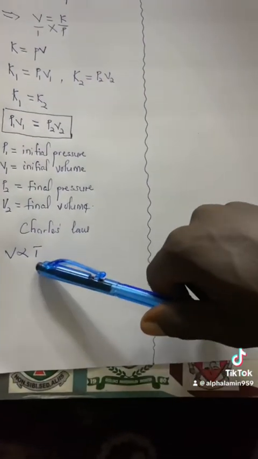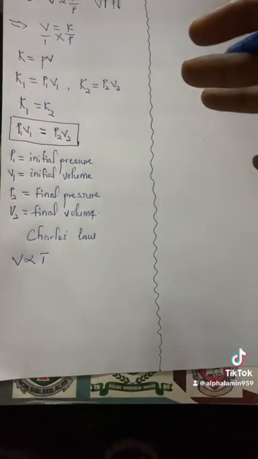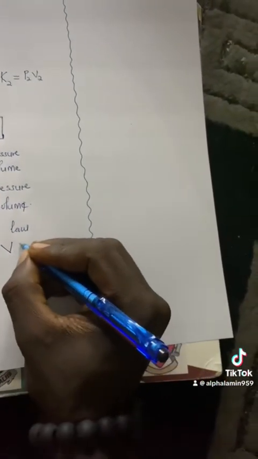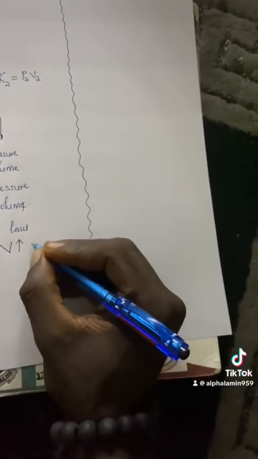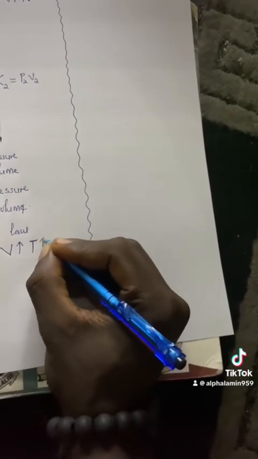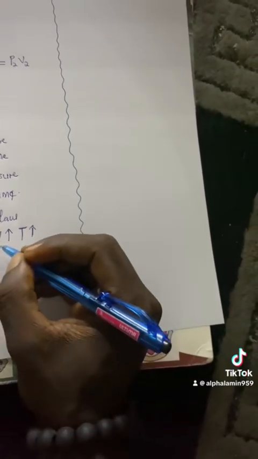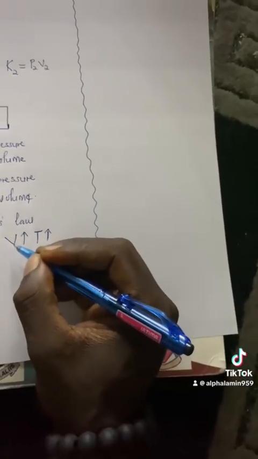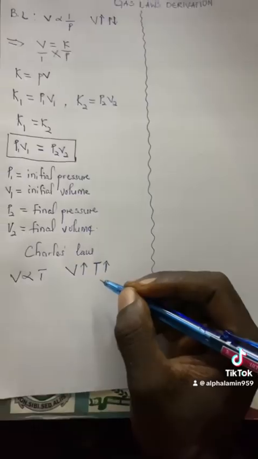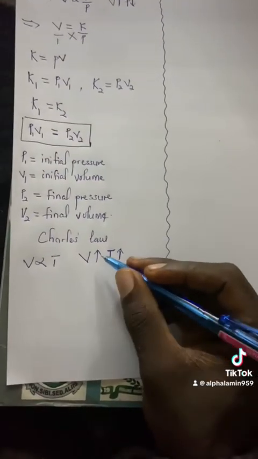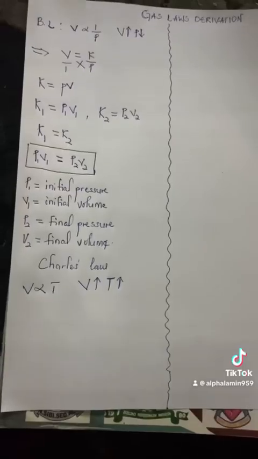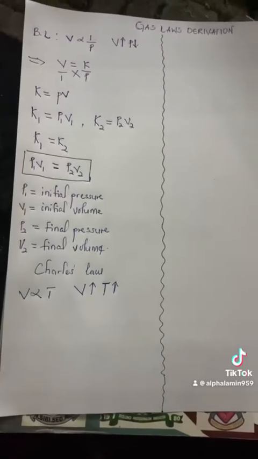The volume and the temperature have a direct relationship. What does that mean? If you increase the volume of a gas, then the temperature is expected to increase as well. If you decrease the volume of a gas, that is V decreases, the temperature is also going to decrease. If you increase the temperature, then the volume is also going to increase. That is a direct relationship.